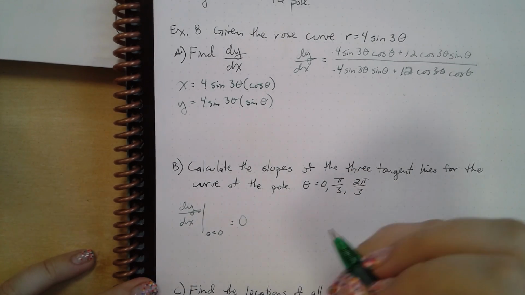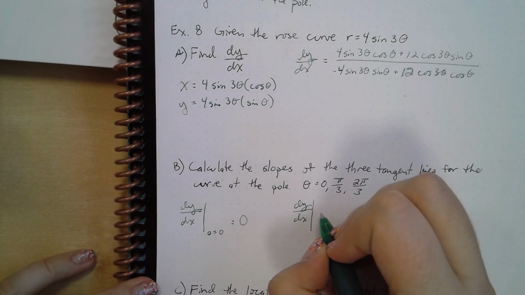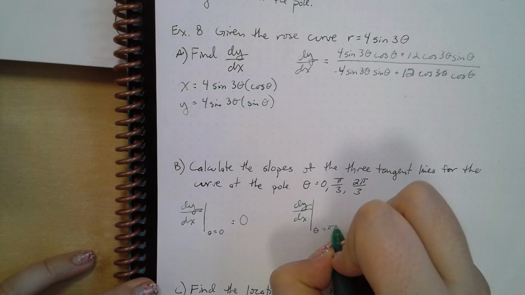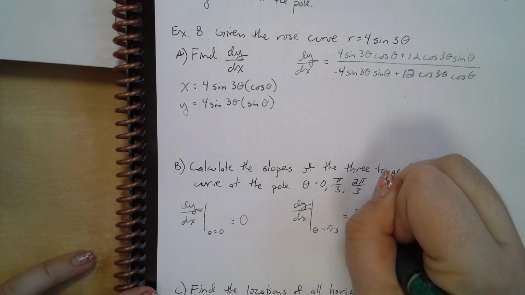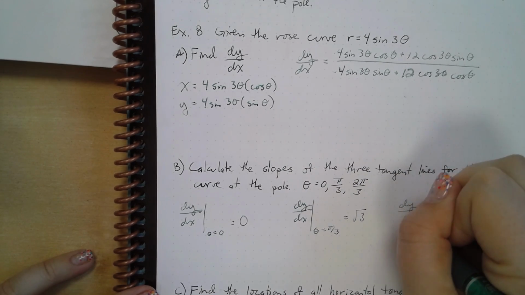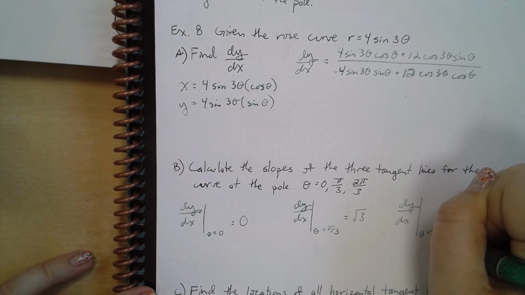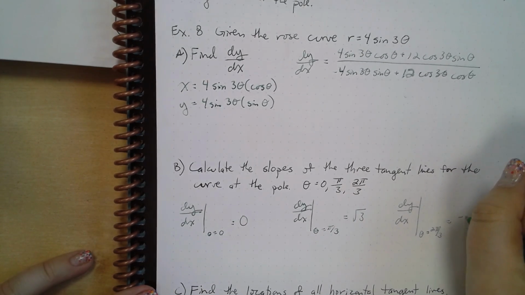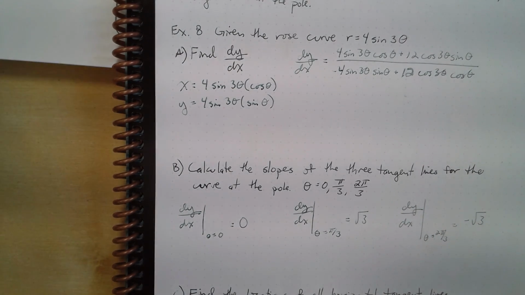Okay, and then let's evaluate dy over dx at theta equals pi over 3. Again, you can use your calculator. This is equal to radical 3. And then let's evaluate dy over dx at theta equals 2 pi over 3. And if we get that, we're going to have negative radical 3. Okay? So you can see, oh, I was going to graph this.